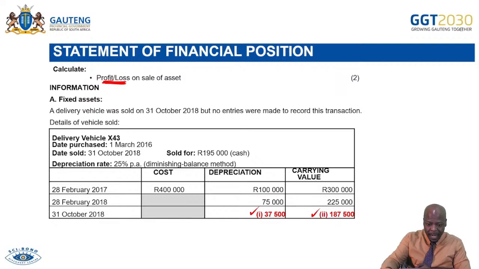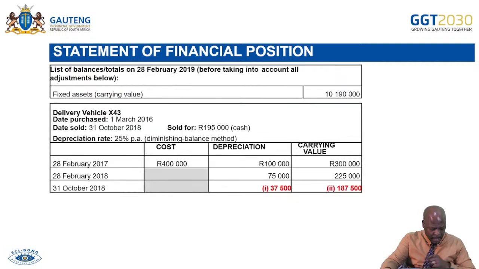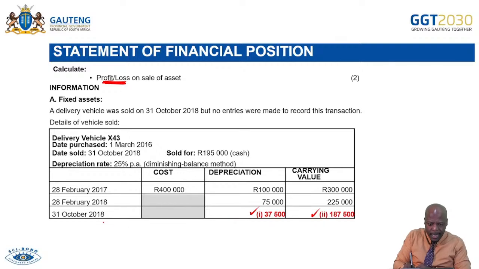Okay, let's see if we have an answer book. All right, do we have an answer book here? I want to see if we have an answer book for this one. All right, yes. Okay, so we're just going to write it down here. We'll now say that this asset that we have disposed, we now know that it was sold for, we're told here, it was sold for 195,000.